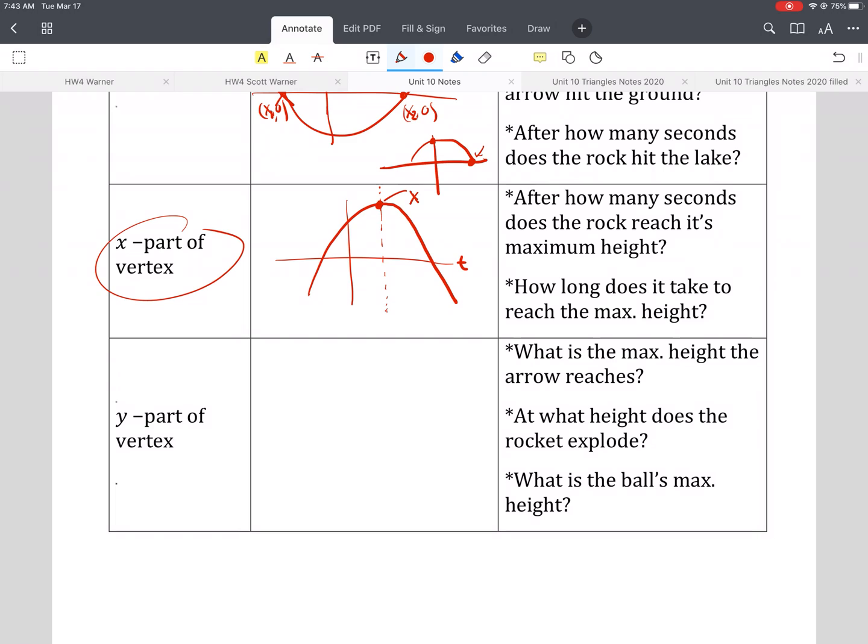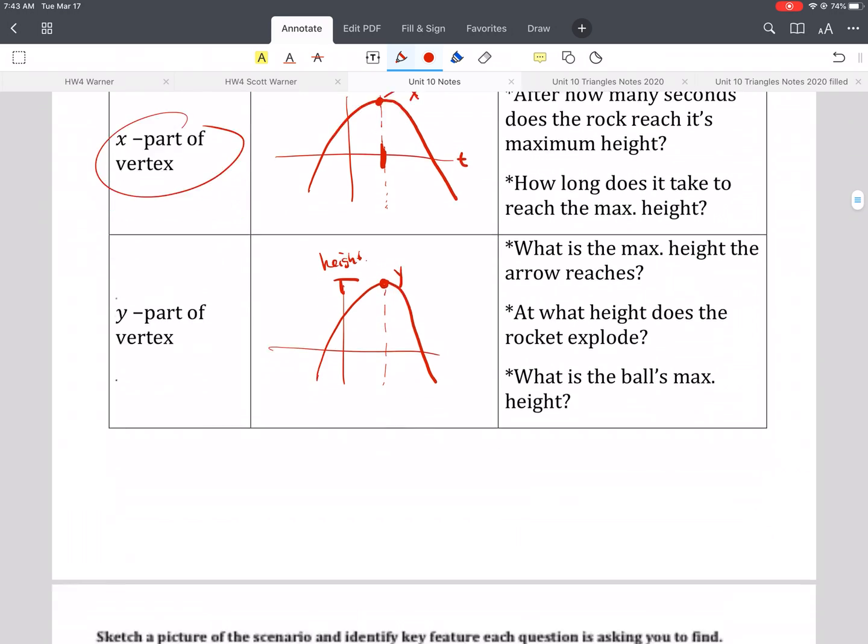And then other questions like, what is the maximum height that the arrow reaches? Or what is the height when it explodes? Or what is the ball's maximum height? Same sort of thing, something like this, where this would be our axis of symmetry, and this would be the y value, because that would give us the height, and this here is the time.